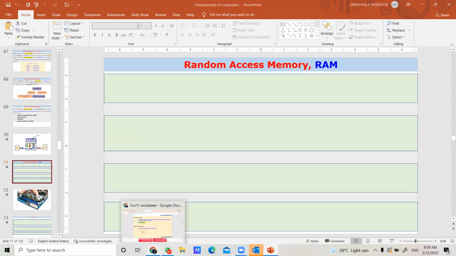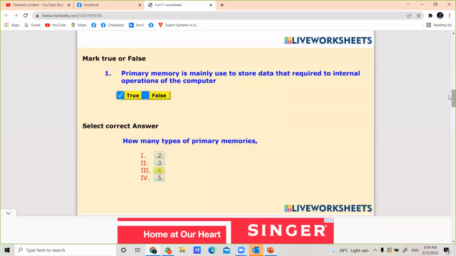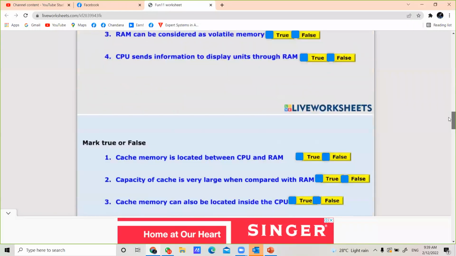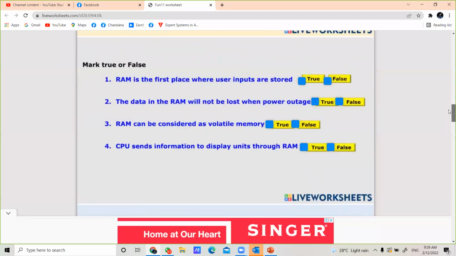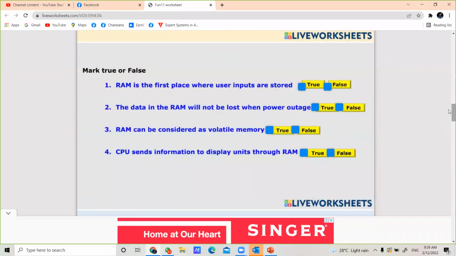Now we'll move to the activities, exercises. Try to do this one here. This activity has 4 statements asking for true or false. Complete it.